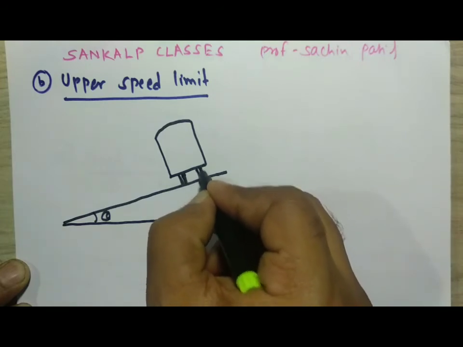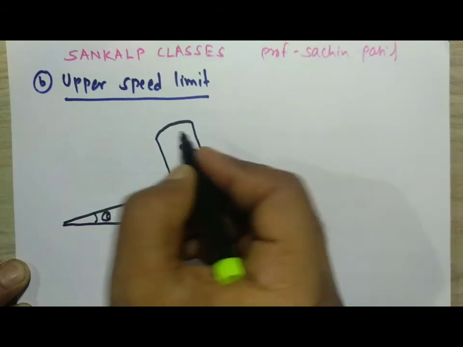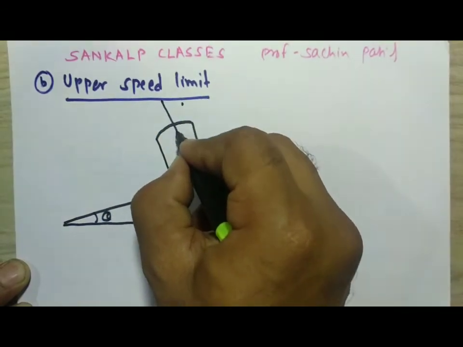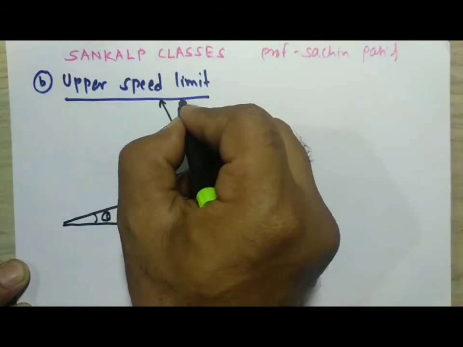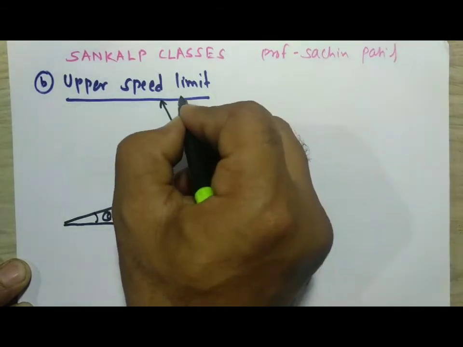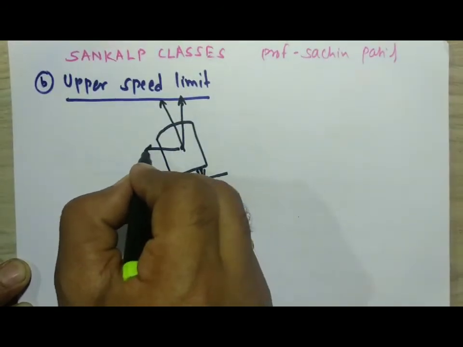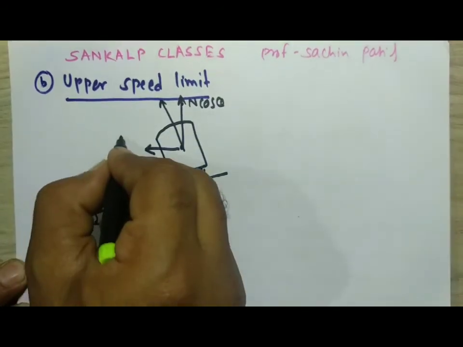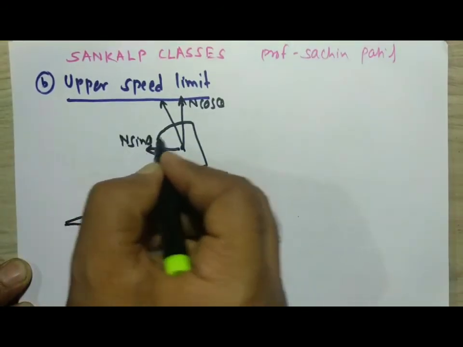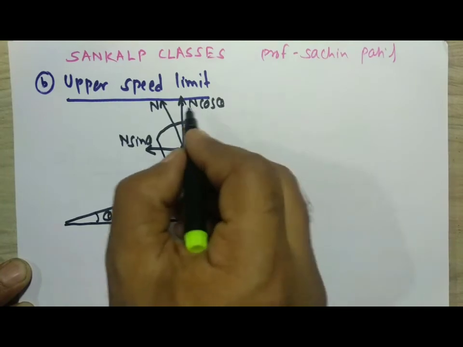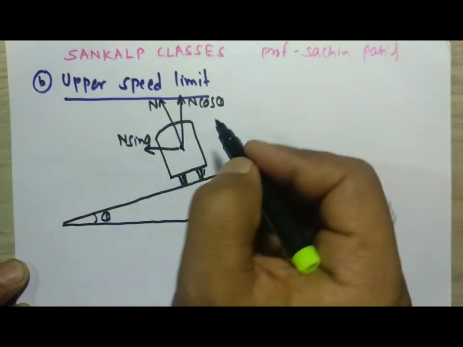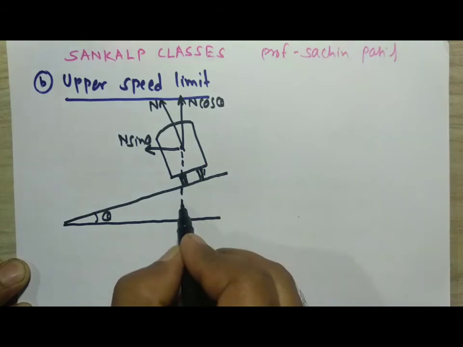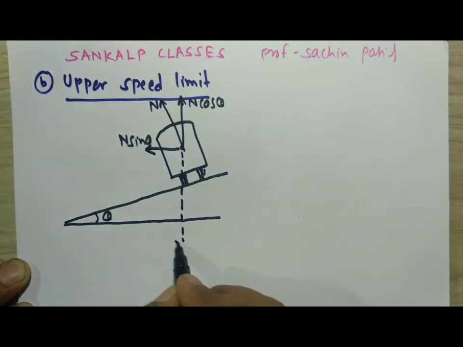Tires are here, and you will get the center of mass here. Normal reaction is perpendicular to the surface of the road, and it is divided into two parts. One is n cos theta and another is n sin theta. n cos theta is here and n sin theta is here, and this is your n, which is divided into two components, n cos theta and n sin theta. n cos theta balances the weight mg.